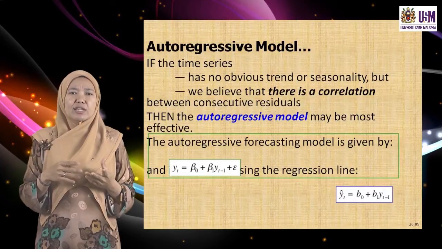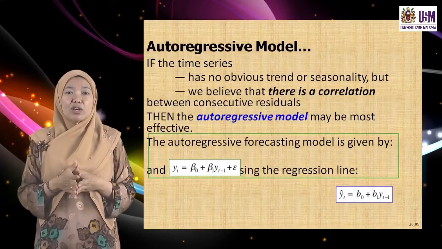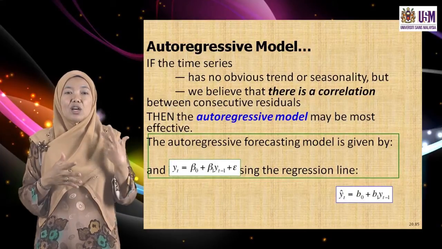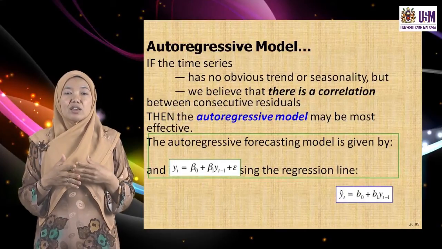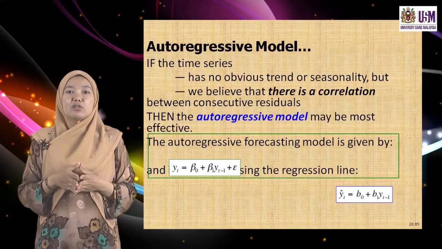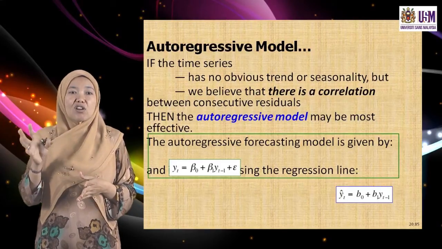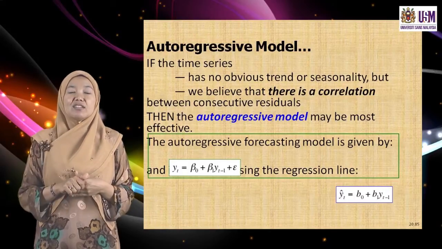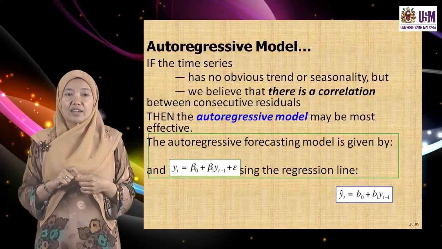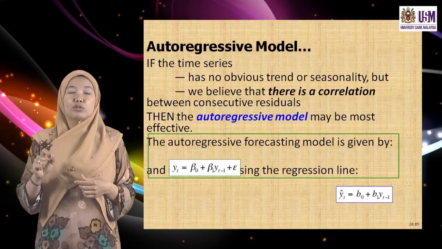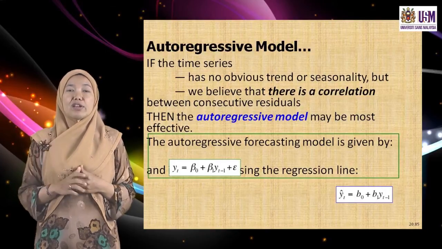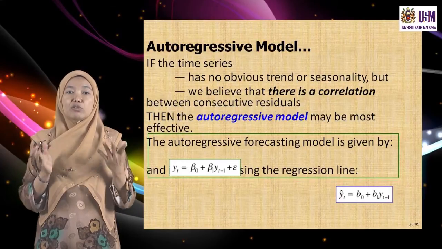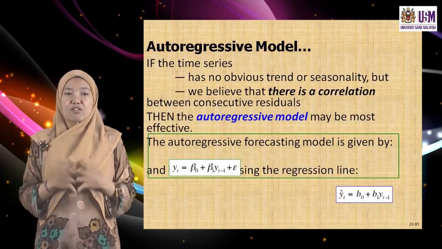For example, if you are doing econometrics, where you come across heteroscedasticity, autocorrelation, multicollinearity and all that. So in this case, if you believe that there is a correlation between consecutive residuals, that is your error term in the regression line, that's the time for you to decide upon your autoregressive model for your forecast. That's the time the autoregressive model will be most effective.